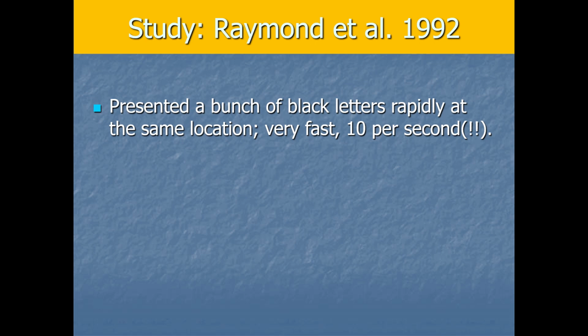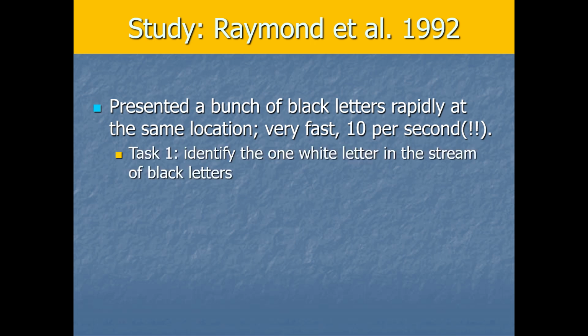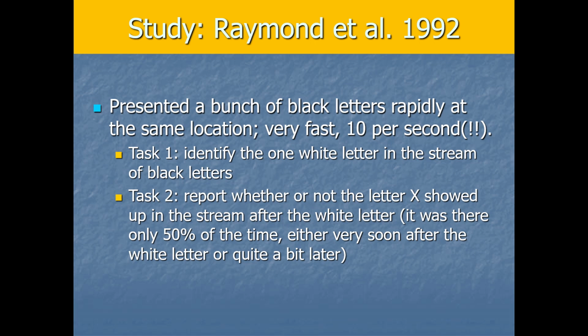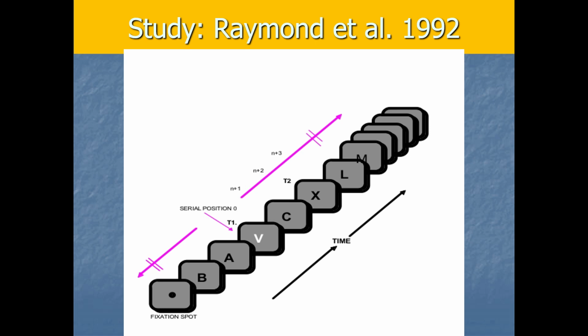So that's the setup. Letters just flying by like crazy, and you're going to have to report the letter that was white and whether an X came after it. So there's the task, okay? Now, to give you kind of a visual of this, here's a diagram of the research design, just to make it more clear. The start of the trial is in the lower left here, so you can think of time going by as we go up and to the right.